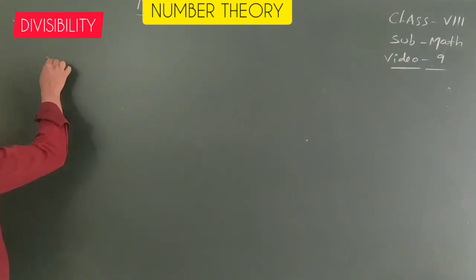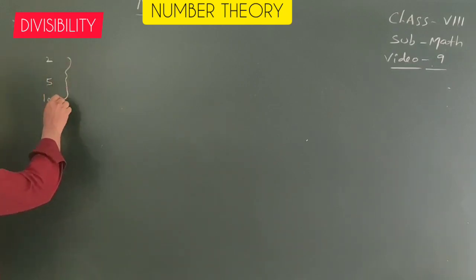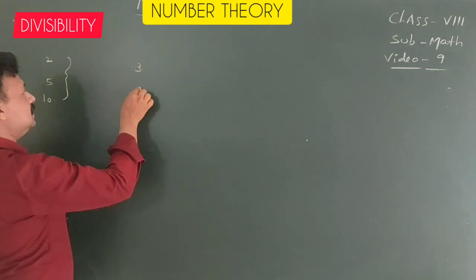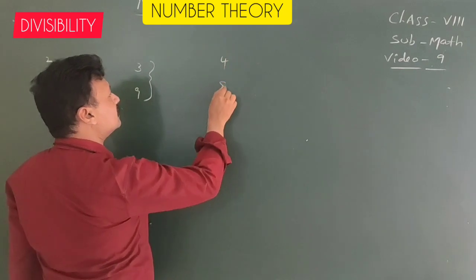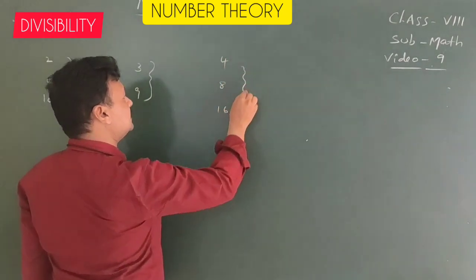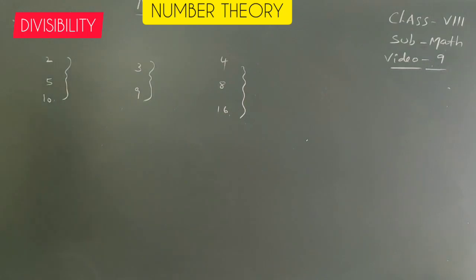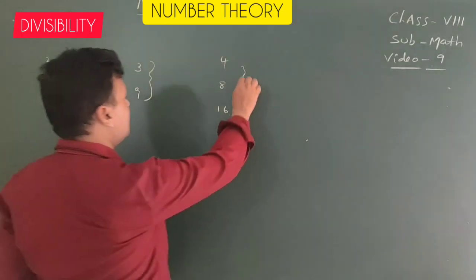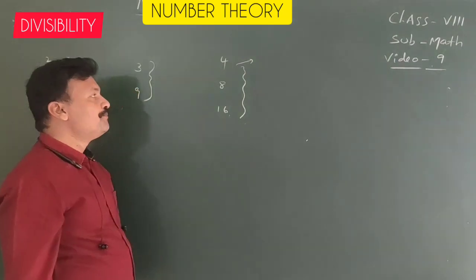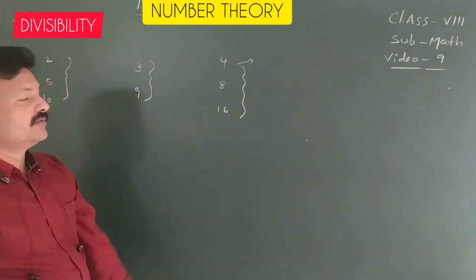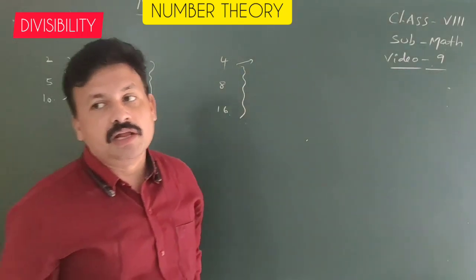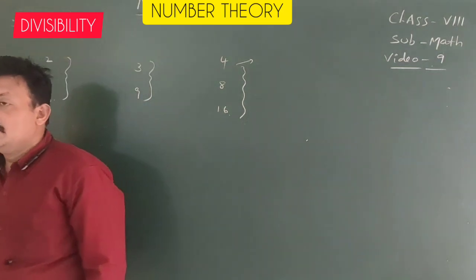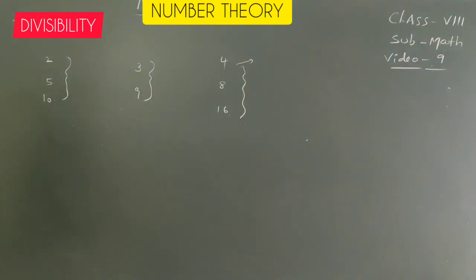Divisibility rules of 2, 5, 10 are based on the units digit, and 3, 9 based on the sum of digits. For 4, 8, 16, we use the formation of numbers. If the number formed by the last two digits is divisible by 4, the number is divisible by 4. If the number formed by the last 3 digits is divisible by 8, the number is divisible by 8. If the number formed by the last 4 digits is divisible by 16, the number is divisible by 16.